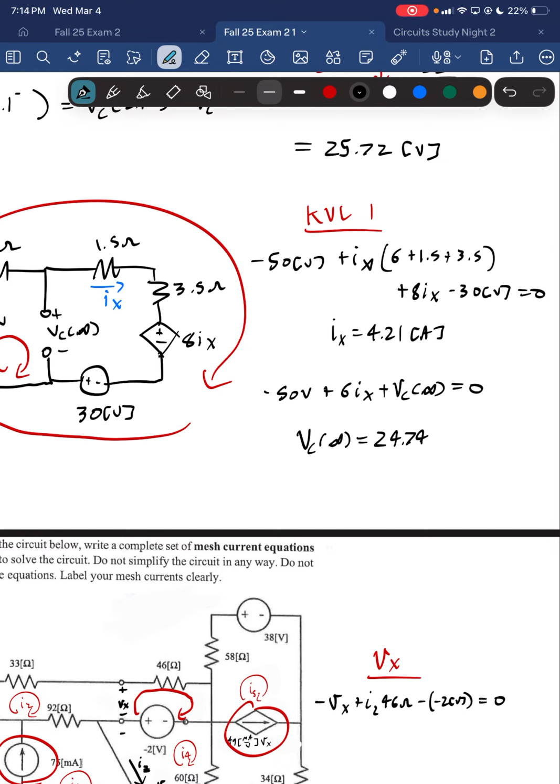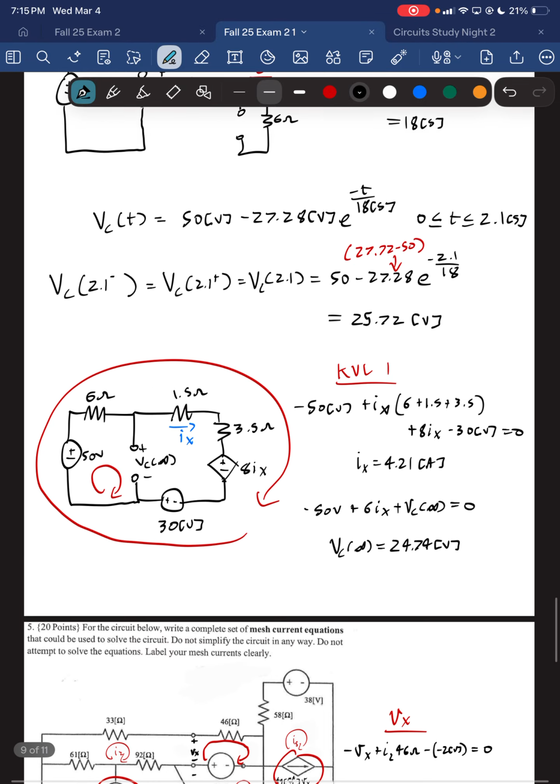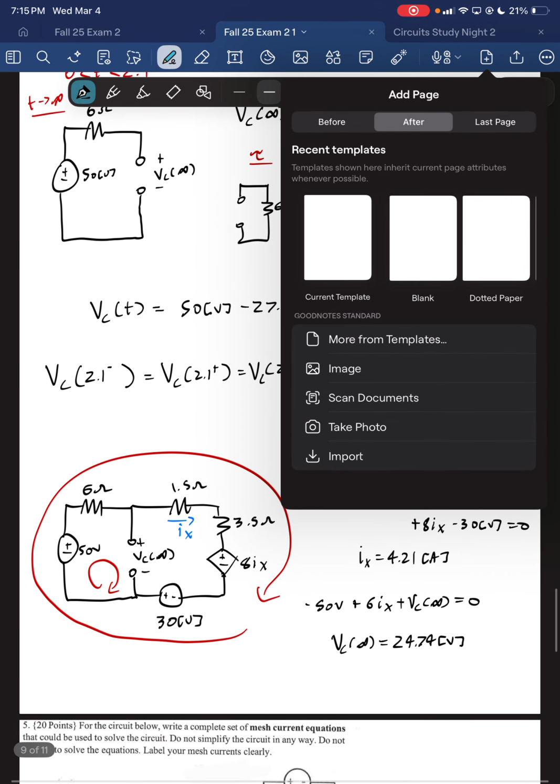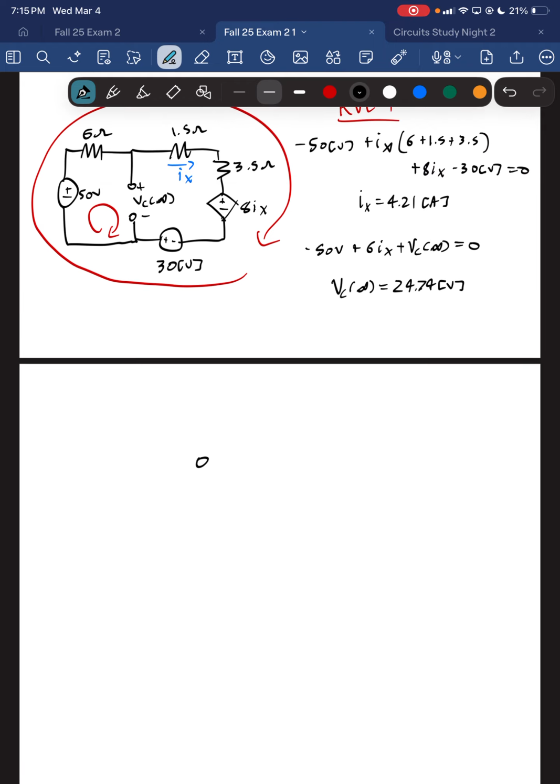Volts. 7.4. And then the last step is to solve for your Thevenin resistance as seen by the capacitor, so we can find our time constant.